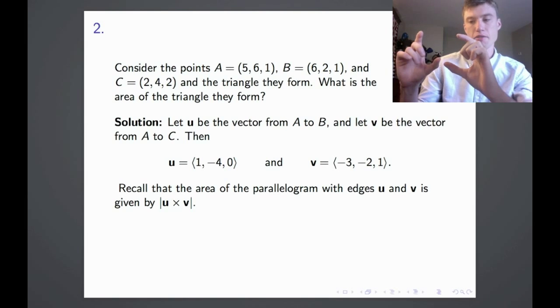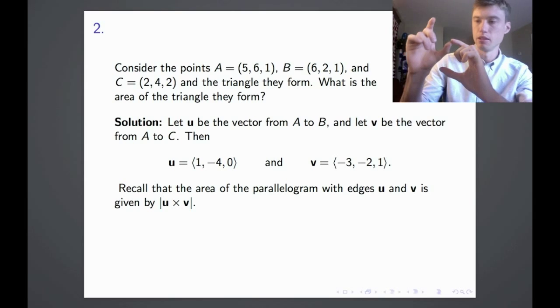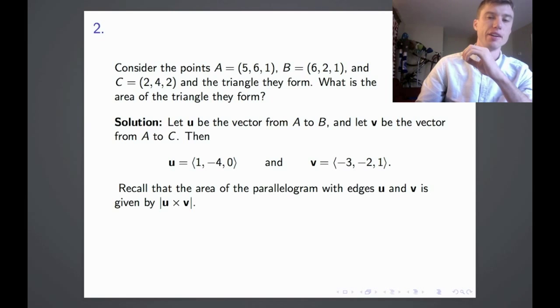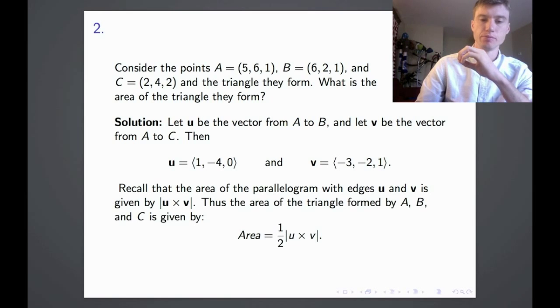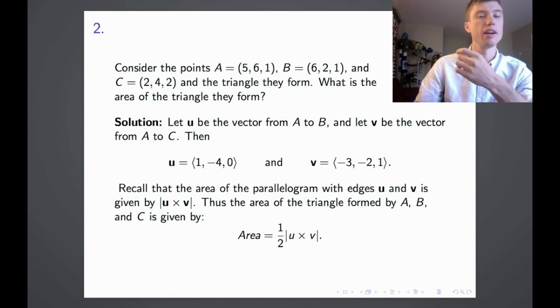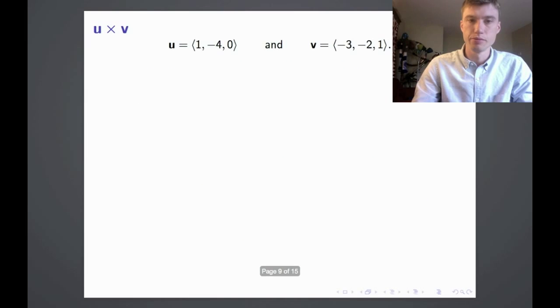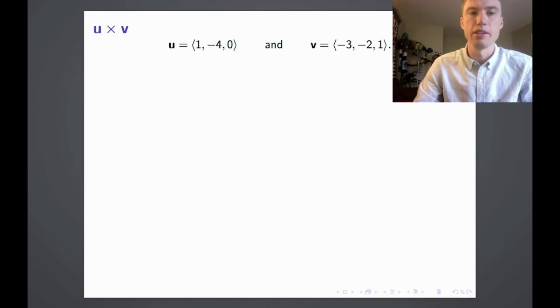So if we have a parallelogram, it's something like this, and the triangle will be half of the parallelogram. So if we have the u and v as we defined above, we can find the area by calculating u cross v and then finding the magnitude of that vector and dividing by 2. So now we need to calculate u cross v.